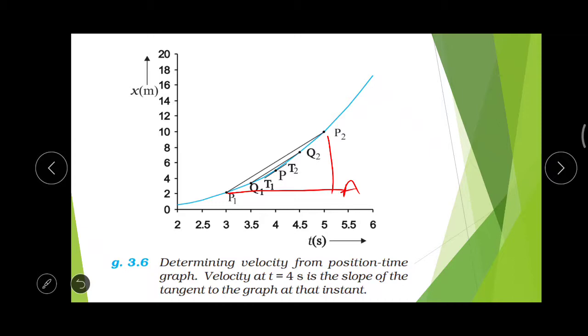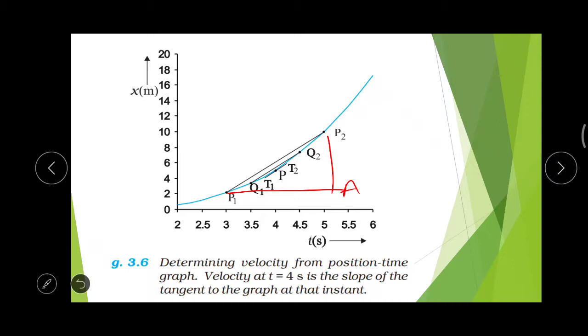And if you want to find out the average velocity, then P2A divided by P1A will be the average velocity. Means the position x2 at P2 and position x1 at P1. This distance, that means P2 minus P1, divided by the time at P2 minus the time at P1. Okay, such a way we are finding out the average velocity.